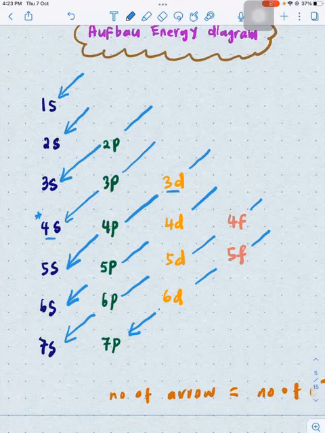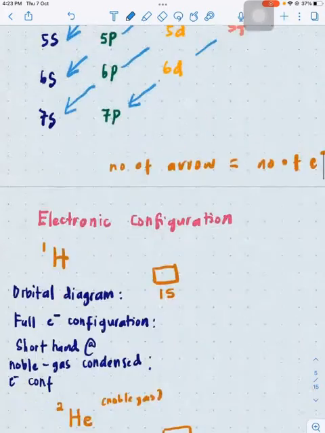So the first step is you must make sure the rows are correct first: 1s to 7s, 2p to 7p, 3d to 6d, 4f to 5f. You must arrange those first. Then just draw the arrows starting from 1s all the way to 7p. So this is what we call the Aufbau energy diagram. Alright, we will use this energy diagram shortly. If you don't fully understand yet, it's okay.